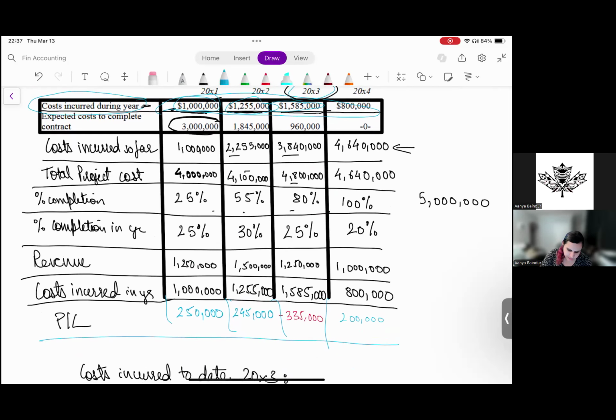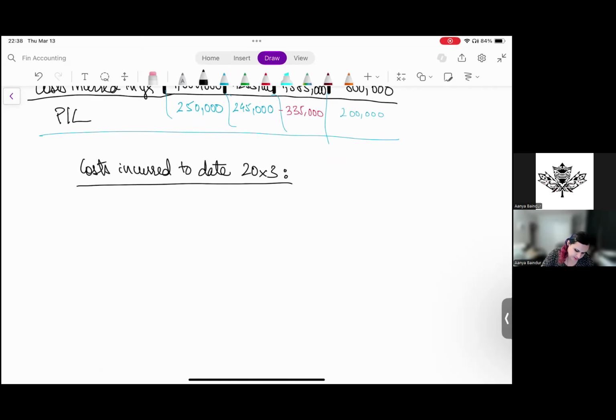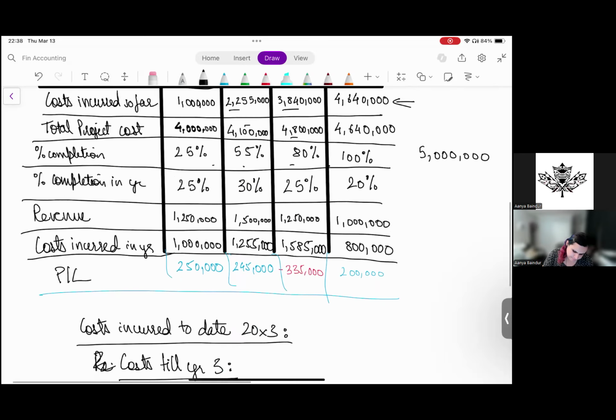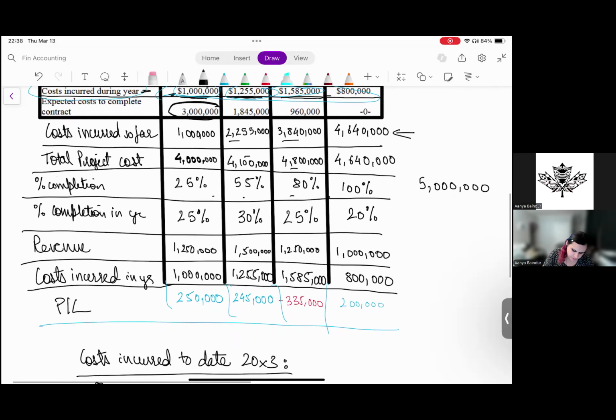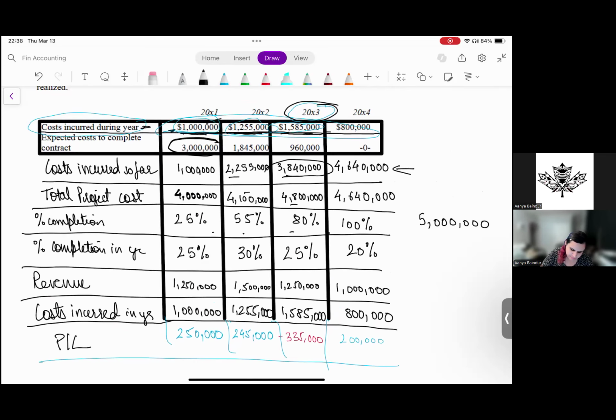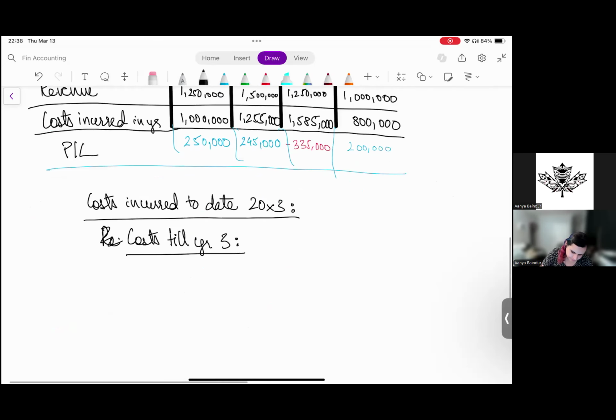So let's go ahead and do that. We add 1 million, 1,255,000, and 1,585,000, which gives us cost till year 3, which is the sum of all of those, which we have found here. But you can just add these three numbers to get the same. It gives you 3,840,000.